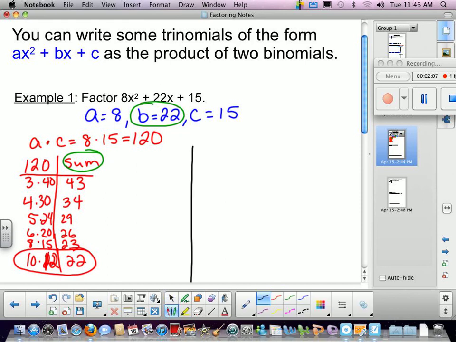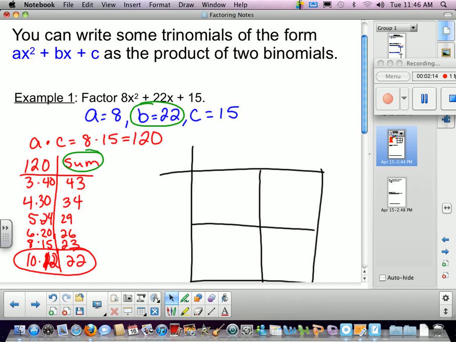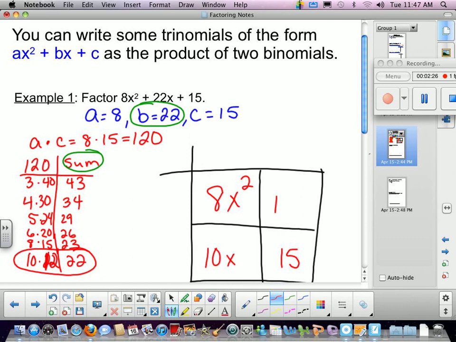What I'm going to do is use something that we did for multiplying. I'm going to use the box method. This time I'm going to put the information on the inside. So I'd have 8x squared there, 15 there, and then I'm going to put 10x and 12x. That comes from the 10 and the 12. It doesn't matter which place you put them in. We could have switched it and put 10x in the top right and 12x in the bottom left.